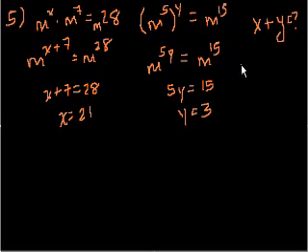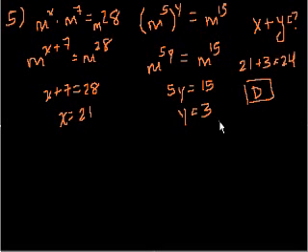So what's x plus y? It's 21 plus 3, which equals 24. And that is choice D. Next problem.